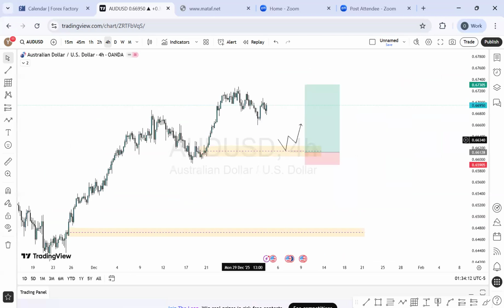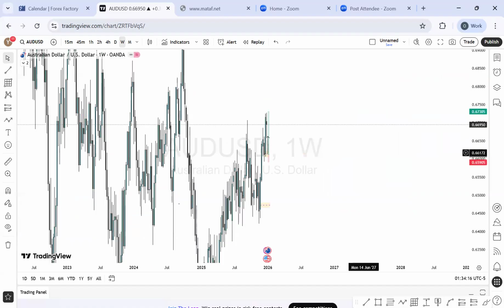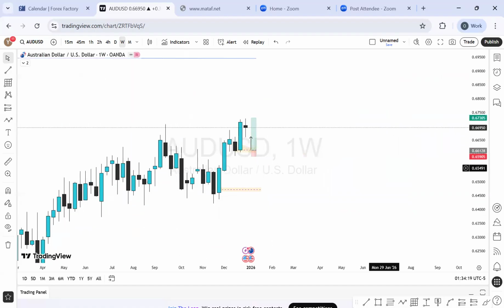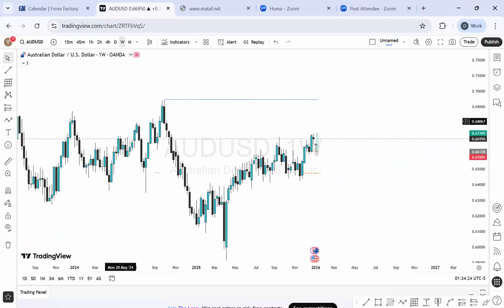AUD US dollar, nothing really much here. Expecting the price to come in from a higher time frame perspective. Let me just go there straight. So it's a beautiful year, right? Now, this is the weekly time frame perspective. This is also a very bullish ride. Since this time last year, I was talking about it. I was saying it was going to get here, and all the way it has taken the momentum.